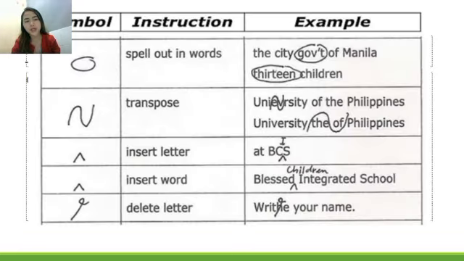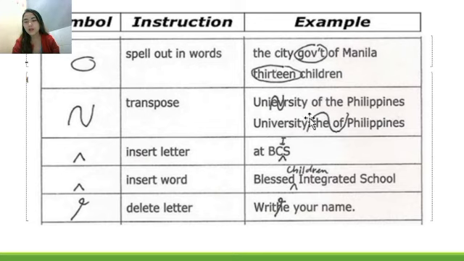So, ito yung mga marks, guys, or copy reading symbols na pwede natin gamitin. For the students, we have the symbols, instruction, then examples. Ito, guys, pabilog, it means spell out in words. The city of government, minsan shortcut ng mga writer. So, spell out in words. Government, yan. Transpose naman, pag ganon, university, ibig sabihin, ilipat yung isa dun sa other part, University of the Philippines, diba?